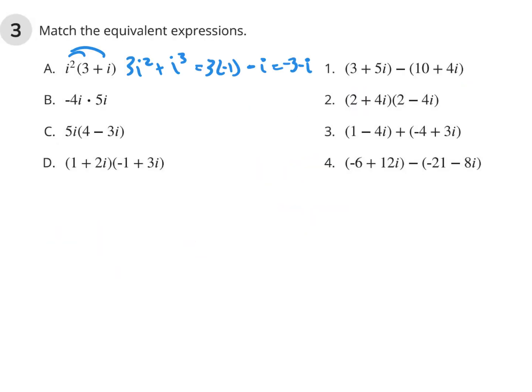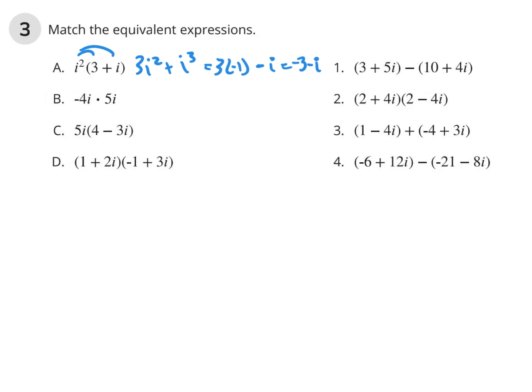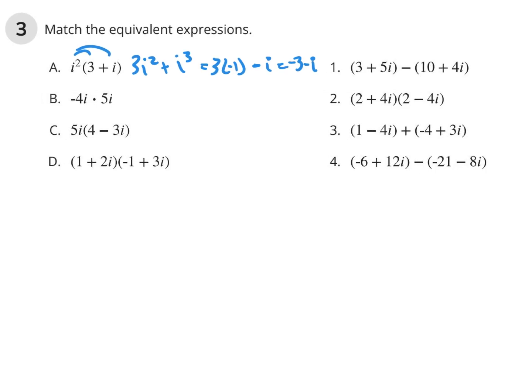Okay, they want us to match the equivalent expression. So I distribute the i squareds. I get 3i squared plus i cubed. i squared is negative 1, so in the next line I did 3 times negative 1 minus i, because i cubed is negative i. And 3 times negative 1 is negative 3 minus i. So this is my final answer for A.